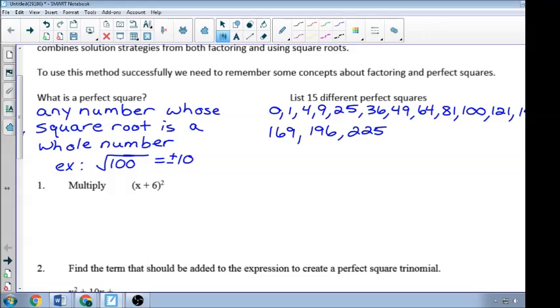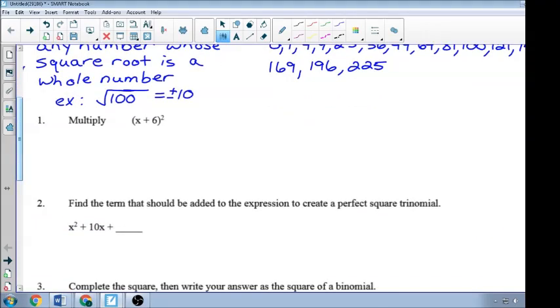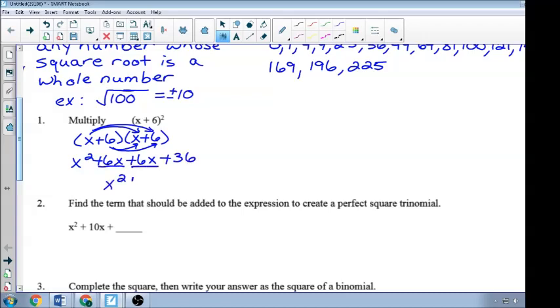Now, let's continue through. The next thing we want to do is look at what it would look like if we multiplied x plus 6 squared. So we're going to take x plus 6 times x plus 6. Remember, when we multiply this, we need to use FOIL. So first, outer, x squared plus 6x, inner, plus 6x, last, plus 36. I can go ahead and combine like terms. So x squared plus 12x plus 36.